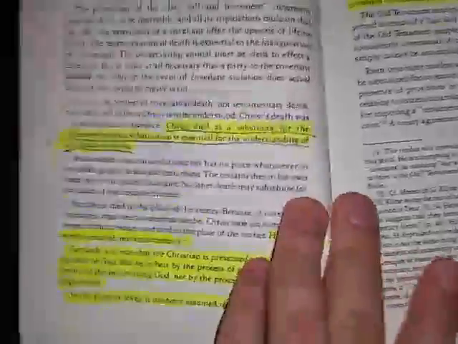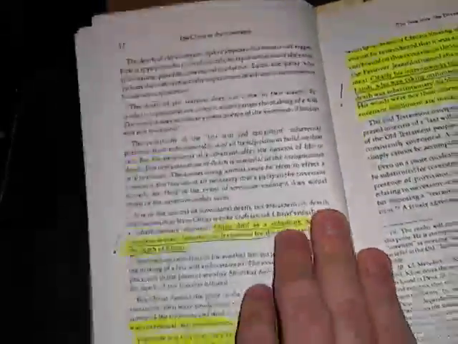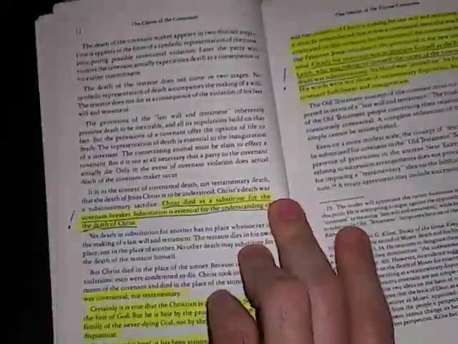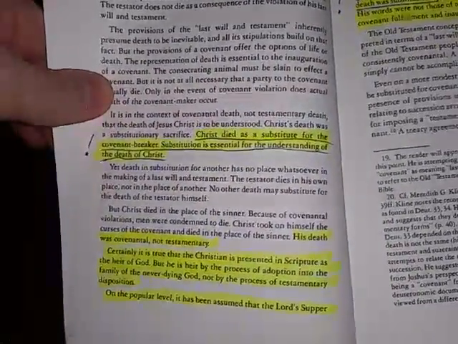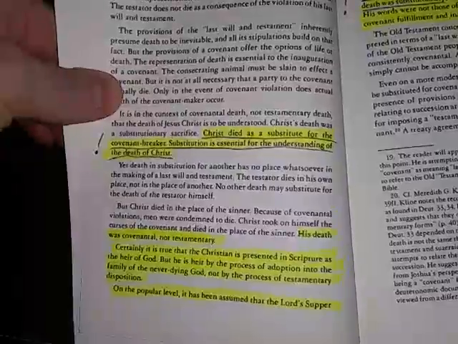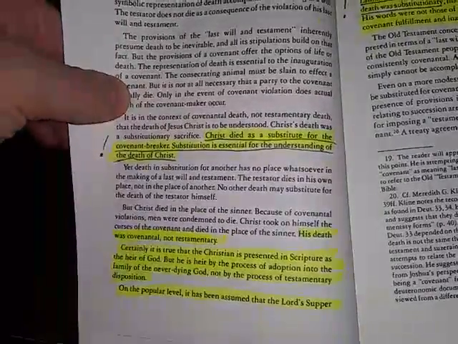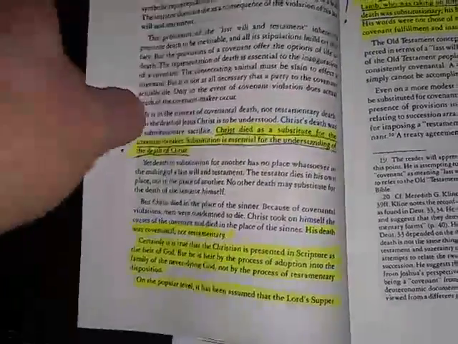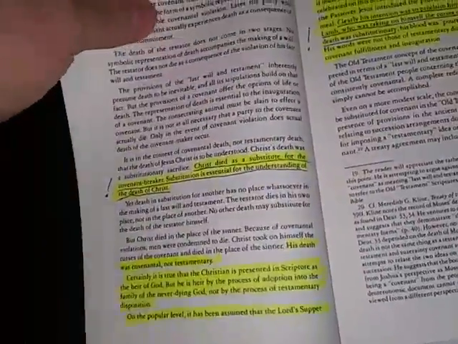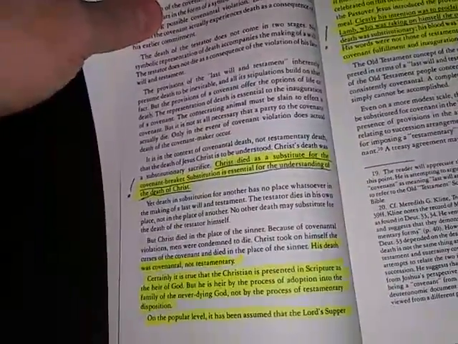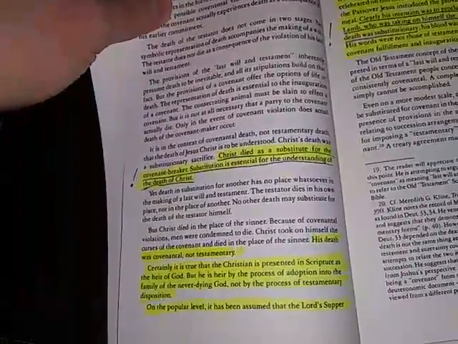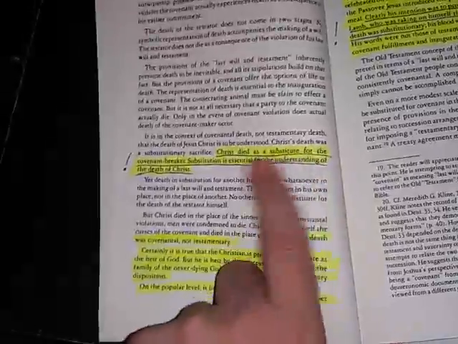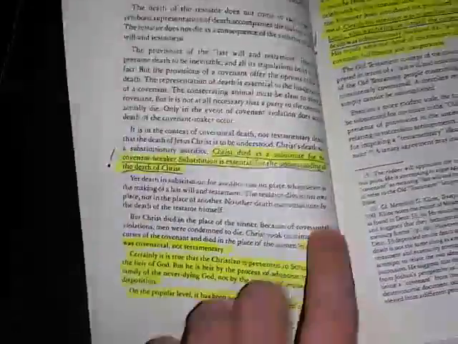Okay, we got to this point on page 12, and basically he goes into the substitutionary atonement, which I've recently rejected. He says that Christ died as a substitute for the covenant breaker. Substitution is essential for the understanding of the death of Christ. I guess it's not the substitutionary atonement that's wrong, but the fact that Christ took our punishment that's really the issue. So maybe I was prematurely worried there, but he gets into that later.